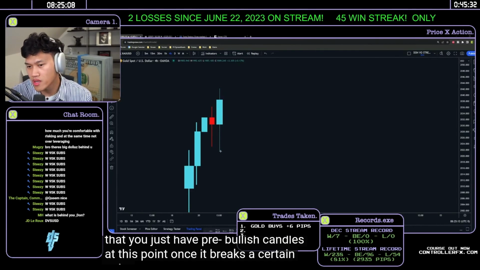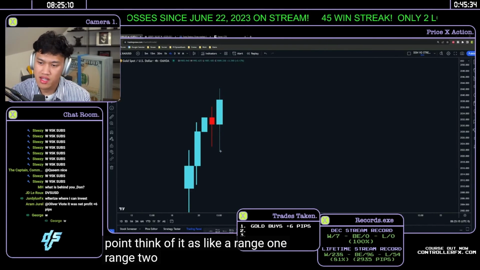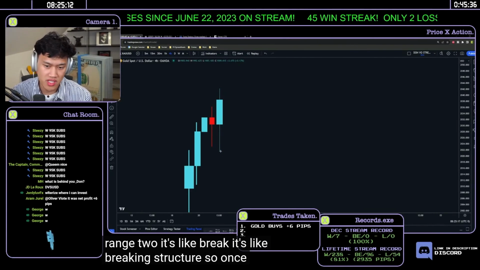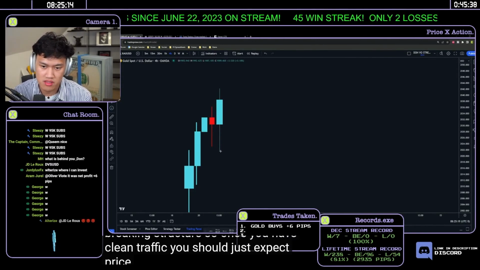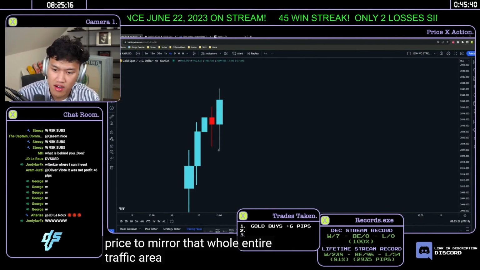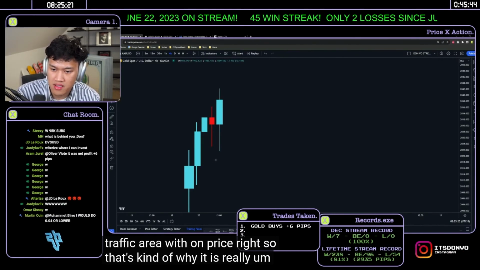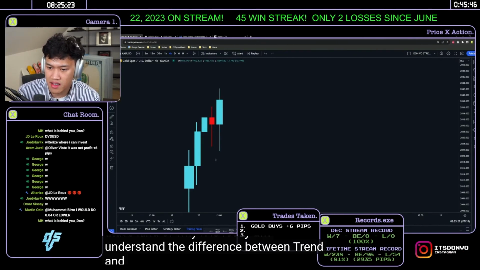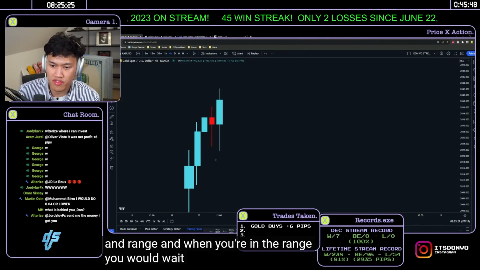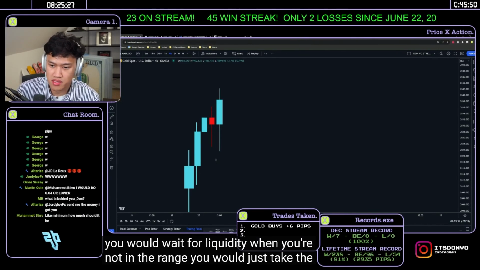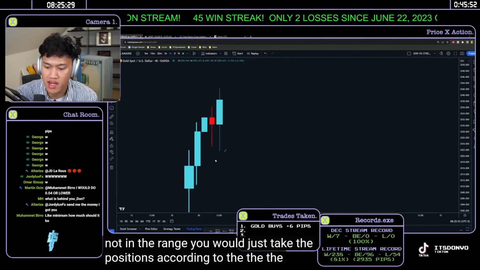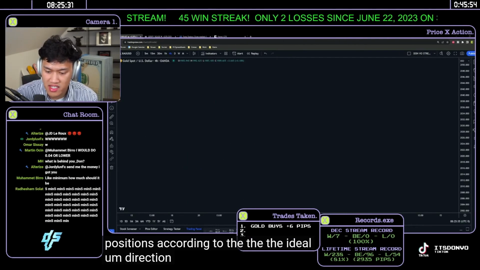Once it breaks a certain point, think of it as like a range 1 and range 2. It's like breaking structure. So once you have clean traffic, you should just expect price to mirror that whole entire traffic area on price, right? So that's kind of what it is, really. Understanding the difference between trend and range. And when you're in a range, you would wait for liquidity. When you're not in a range, you would just take the positions according to the ideal direction that price printed.